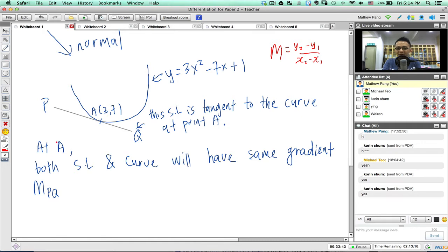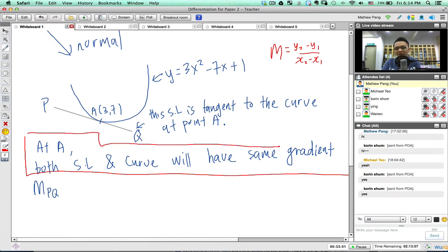Because of this sentence, we can find the gradient easily. Because we know at point A, both the straight line and the curve will have the same gradient. And in the last virtual classroom, we learned how to find the gradient of the curve, isn't it? Because we know the gradient of the curve is dy/dx. I said dy/dx means the gradient function, right? So if we differentiate y, we can get the gradient function of this curve. So let's differentiate this one. Differentiate 3x squared, we move the 2 in front, and then minus 1, right? So we get 6x. We differentiate negative 7x, we get minus 7. So the gradient function of this curve is 6x minus 7.